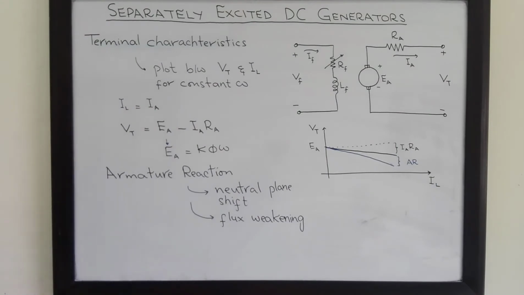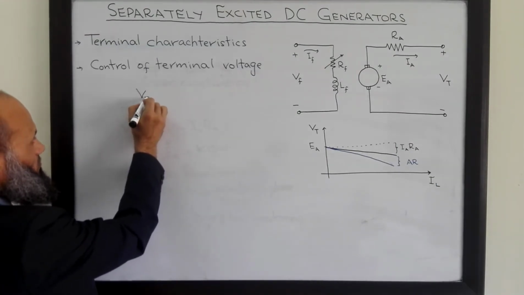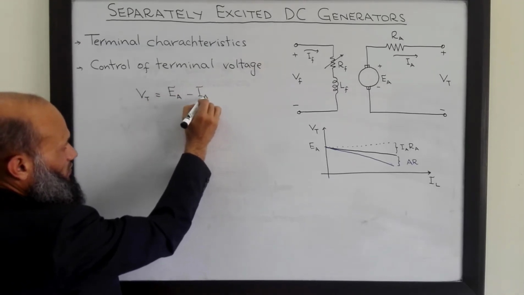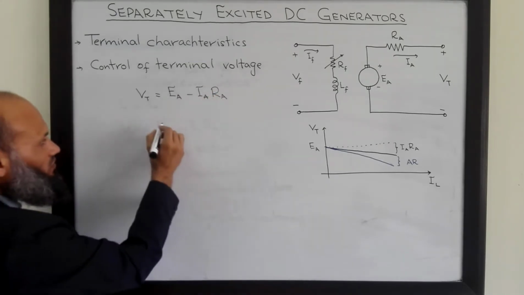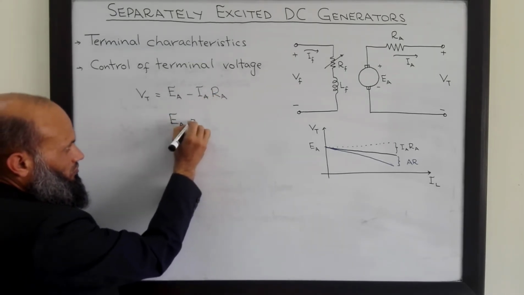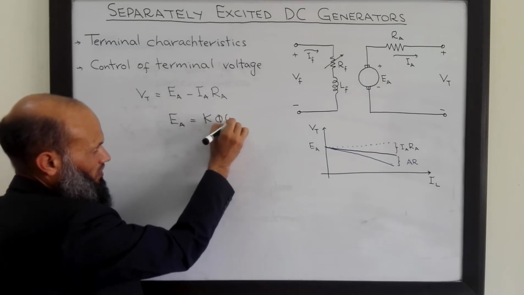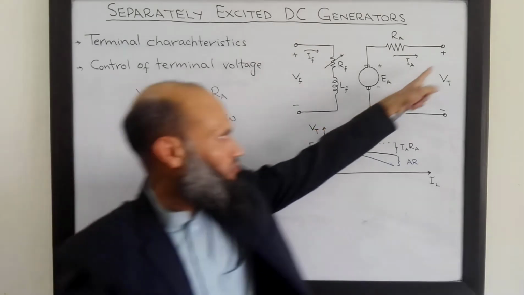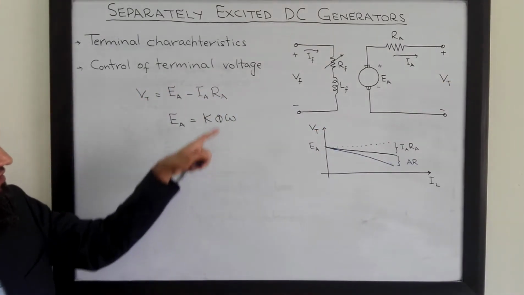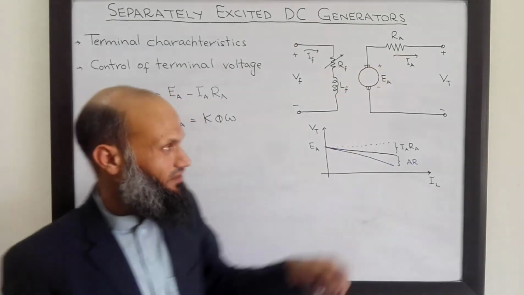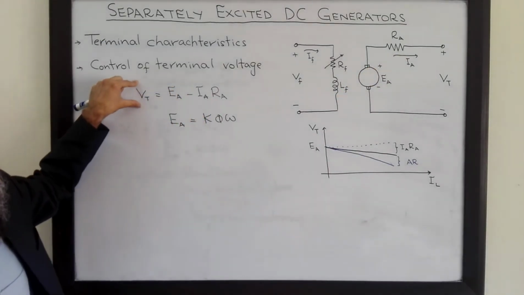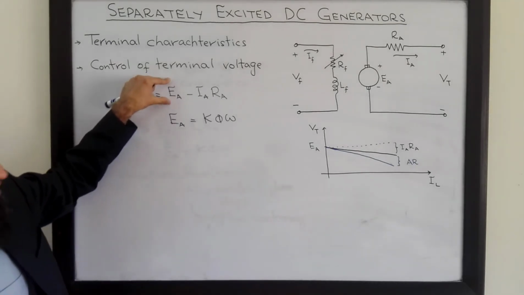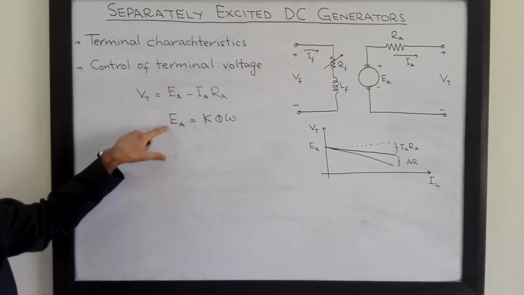So we talked about that. Terminal voltage is given by Vt = Ea - Ia Ra, where Ea, you remember, is equal to K phi omega. We have no control on this quantity. Ia is controlled by the load connected to the generator, and Ra is the resistance of the winding. So how can we get a control on the terminal voltage? We can get a control on the terminal voltage through this generated voltage, that is Ea.